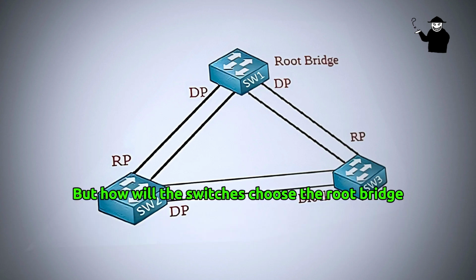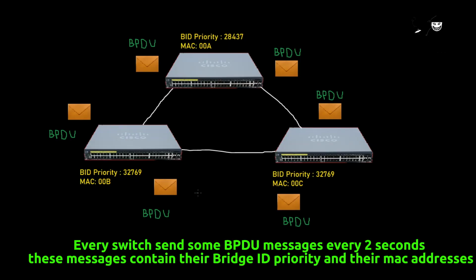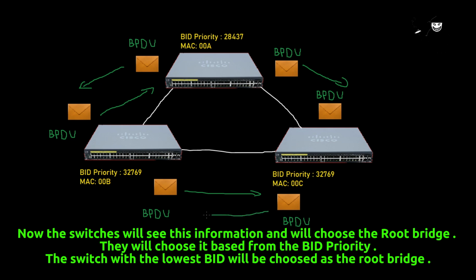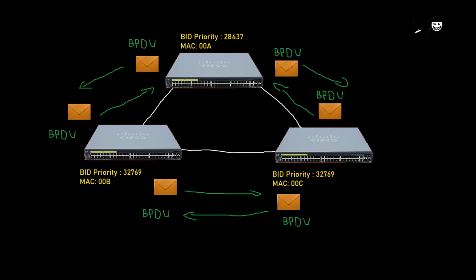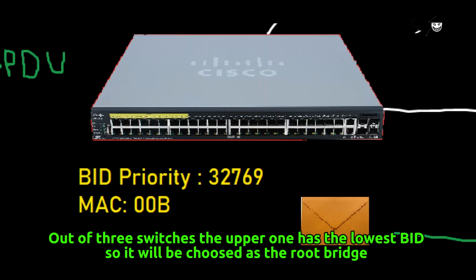But how will the switches choose the root bridge? Every switch sends BPDU messages every 2 seconds. These messages contain their bridge ID priority and their MAC addresses. Now the switches will see this information and will choose the root bridge based on the bridge ID priority. The switch with the lowest bridge ID will be chosen as the root bridge. Out of 3 switches, the upper one has the lowest bridge ID, so it will be chosen as the root bridge.